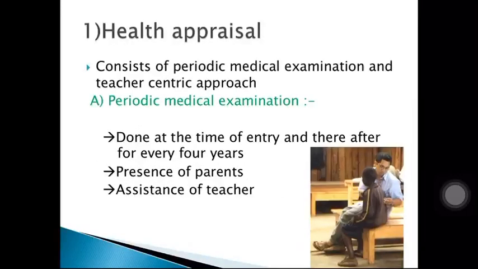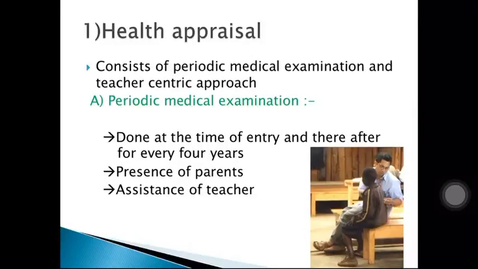Now the first aspect is health appraisal. Health appraisal is very important, and it is not only the health appraisal of school children, it is also the health appraisal of the teachers and other school health personnel, because they form the immediate environment of the students. What exactly do we do in health appraisal? It is periodic health examination, and it is a teacher-centric approach. These are the two important points.